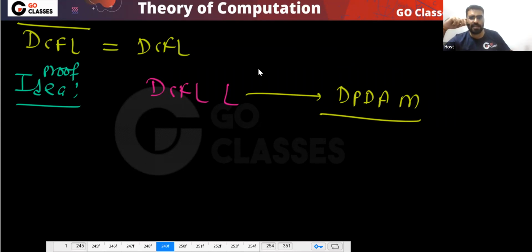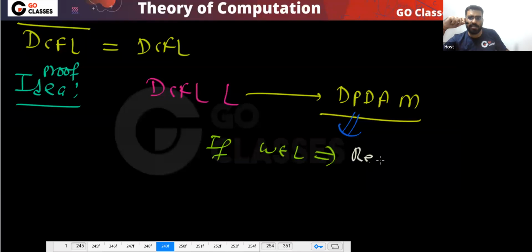See, the strings which are in the language, those will be read entirely. If you notice this DPDA M, if W belongs to L, then W will be read entirely. Yes or no? In this situation, M reads W entirely.